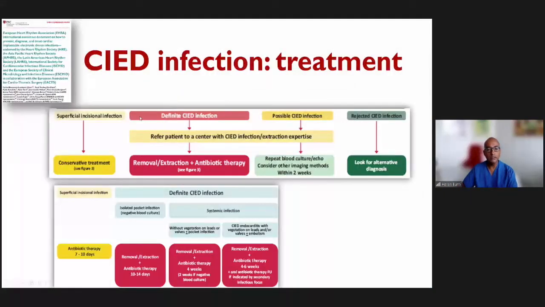Moving on now to management. If the patient has a superficial incisional infection, the treatment should be at least first-line conservative by cleaning up the wound, applying topical antibiotics and also systemic antibiotics for 7 to 10 days. Of course, if things get worse, then you need to move on and extract the device. If there's a definite CID infection, then you need to extract the device. That means the generator as well as the leads, and give antibiotics for 10 to 14 days if it's an isolated pocket infection. As soon as you have a systemic infection, then the antibiotic therapy needs to be between 4 to 6 weeks.